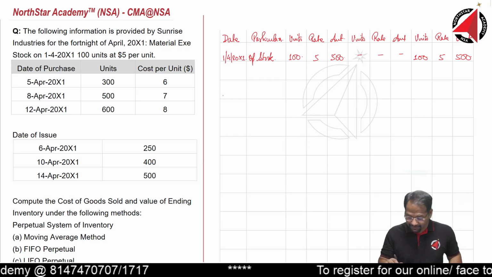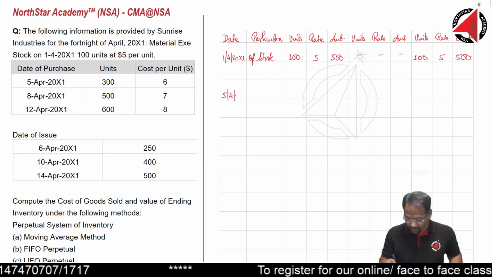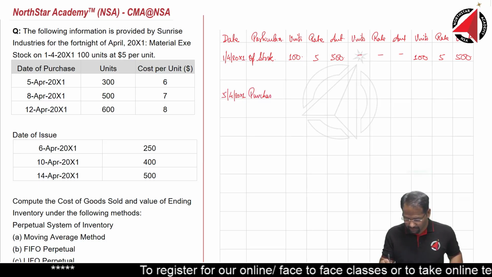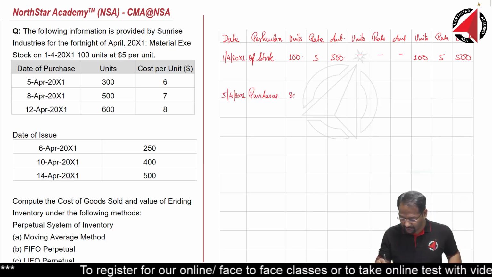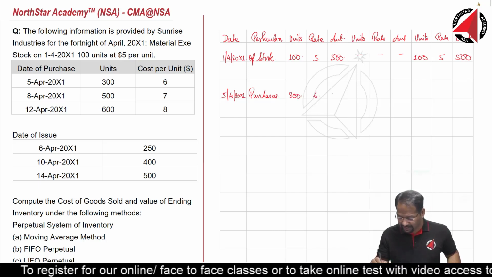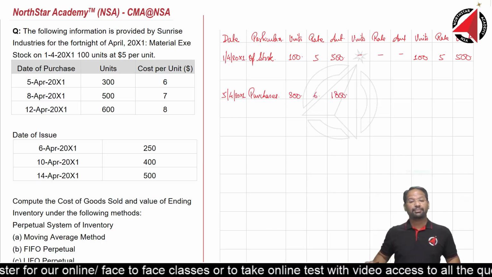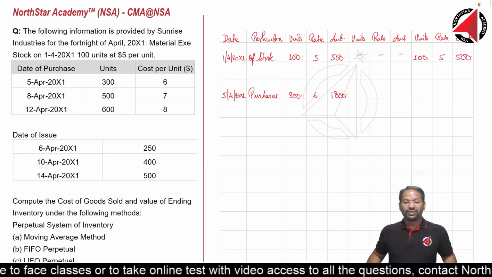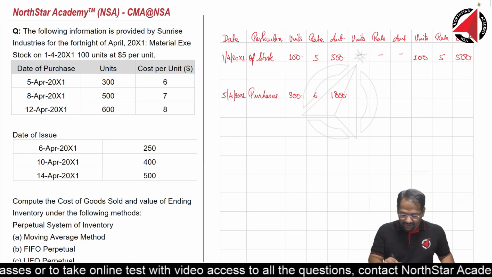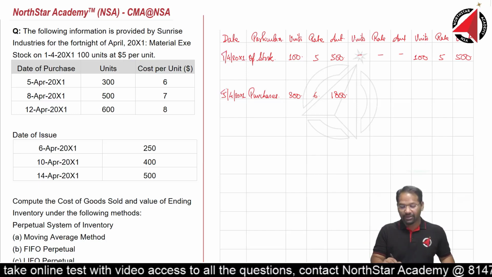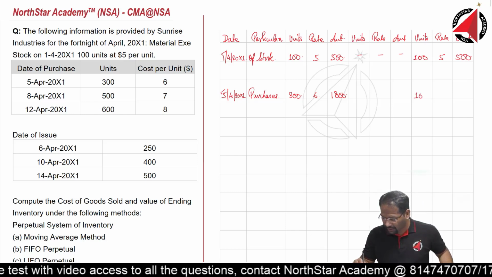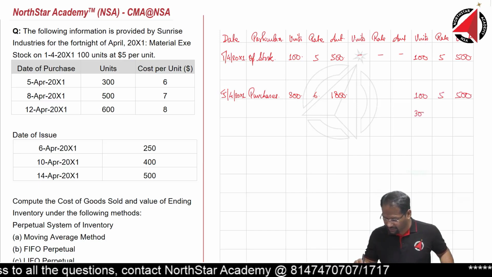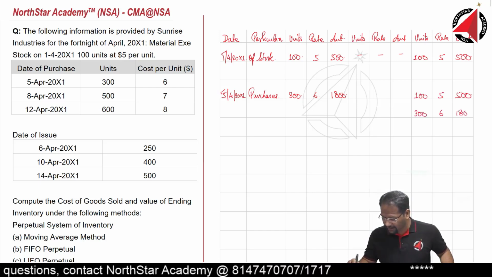Next date is 5th of April 2011. Purchases. We have purchased. How many units have we purchased? 300 units at the rate of 6. So 1800 we have purchased. On the balance side, always write in the sequence of the date. So first we have the 1st April item, then we have the 5th April item. So first I will write 100, 5 and 500, and then we have 300, 6 and 1800.